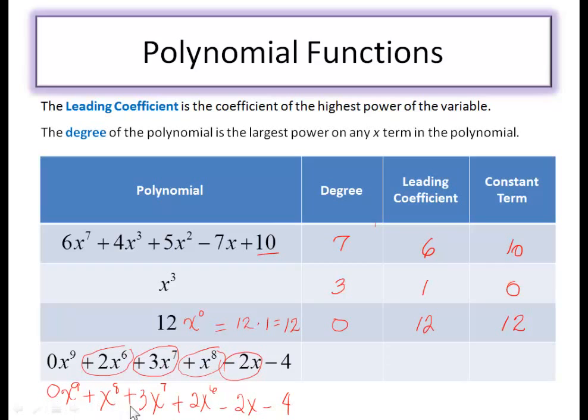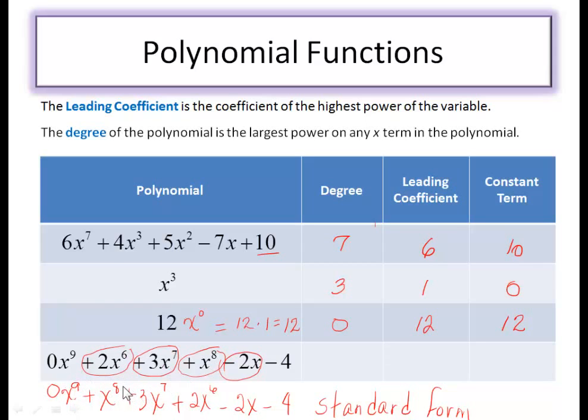Now, when I write my polynomial in descending order of exponents, we call this written in standard form. That's what we say when it's written in that form, standard form of the polynomial. Now that I have it in standard form, I can better see what the degree of this polynomial is.